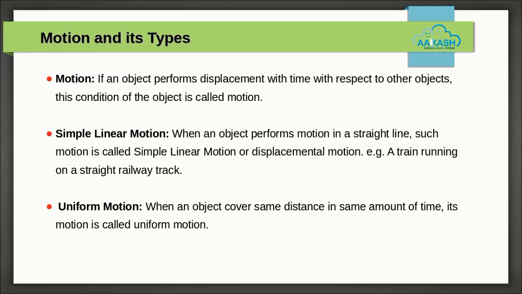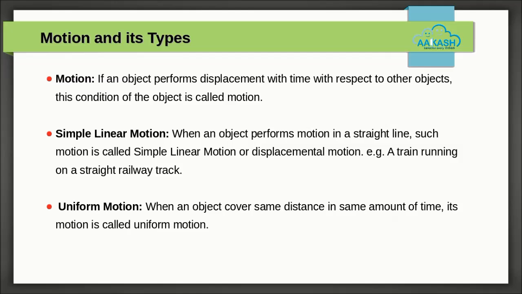Motion and its types. What is motion? If an object performs displacement with time with respect to other objects, this condition of the object is called motion. Simple linear motion. When an object performs motion in a straight line, such motion is called simple linear motion or displacemental motion. For example, a train running on a straight railway track.